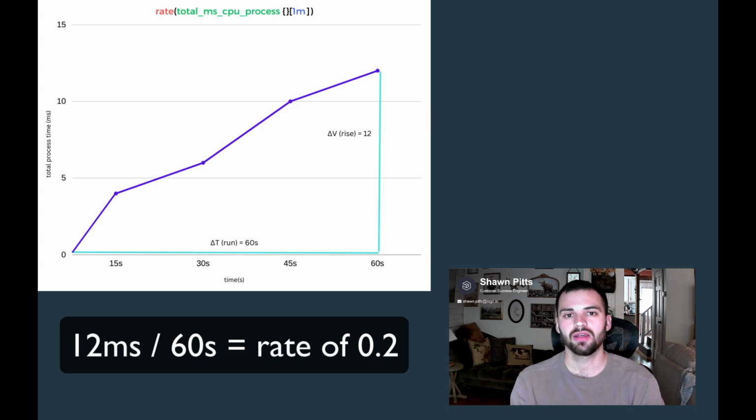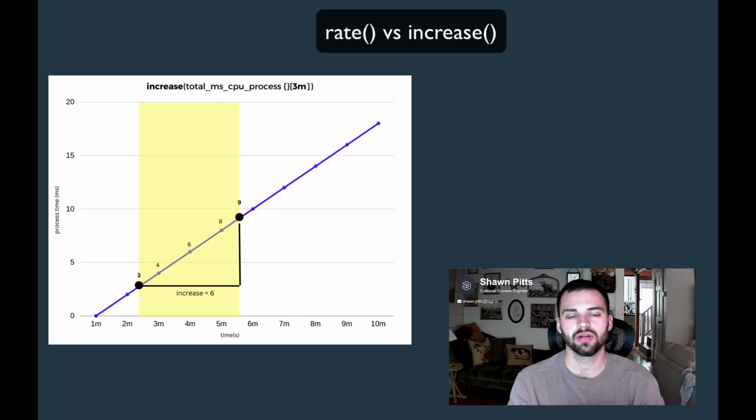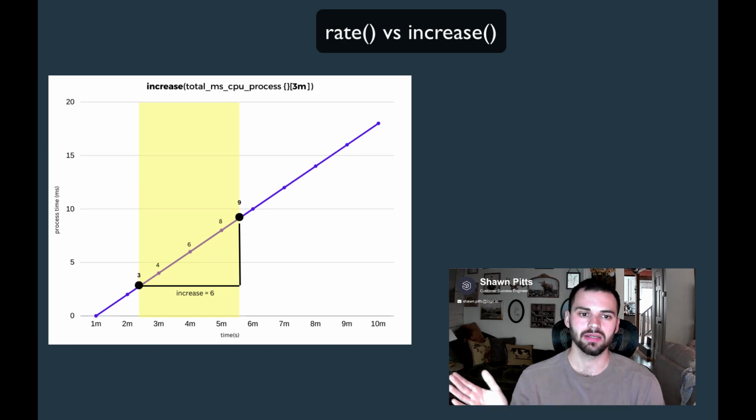So now knowing what rate is and how it is calculated, we can move on to what rate is versus an increase. So you might have heard of the increase function within Prometheus, and it can be a very, very useful function because essentially what it calculates is the current value minus the value from the beginning of the range vector window. So if we look here, if we were calculating a 10-minute range vector, you would see that we would have up to 18 at 10 minutes, and then at 1 minute we would have 0, so it would be an 18 millisecond increase based on our y-axis.